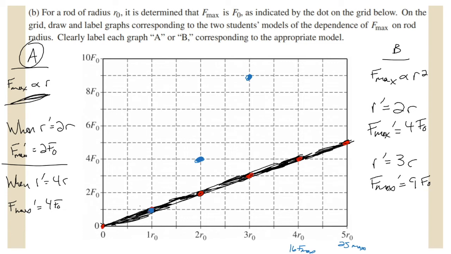To try to draw this one quickly, we'll just draw a curved line that goes through the points, and we'll leave it at that. Of course, this is going to continue on to 4 and 16, so somewhere up here. But with the space that's given, that's the best we could do. And the last thing we need to do here, as it says, is clearly label each graph A or B. We'll go ahead and label those. This one is B. That student said F max is directly proportional to R squared. This one is A. And that's it.